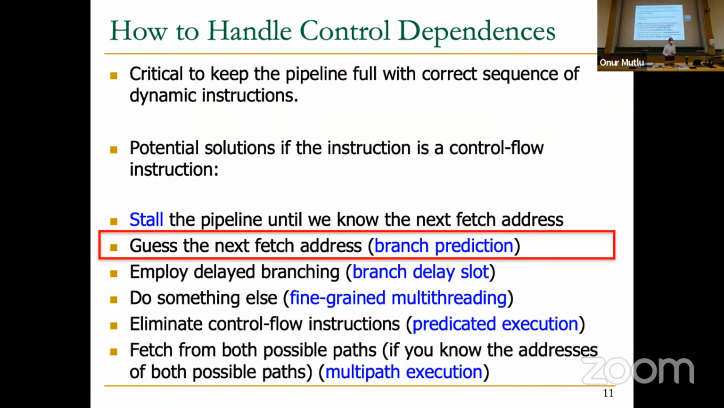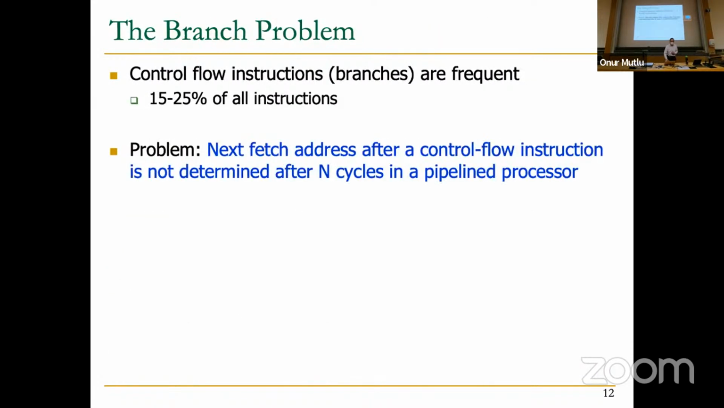Okay, so that's why we want to guess the next fetch address. And all machines today do the guess next fetch address part. But before we go into different methods of branch prediction, let's try to understand why this is so important. Why have people tried to design better branch predictors for decades and decades and decades, and they're still trying to? So let's see. Control flow instructions are actually quite frequent. Depending on the program you write, it could be 15 to 25% of all instructions.